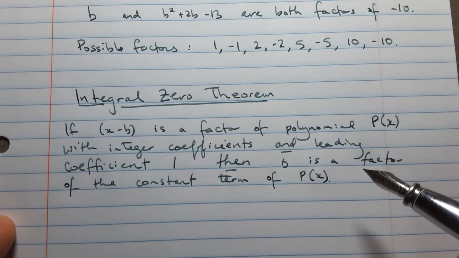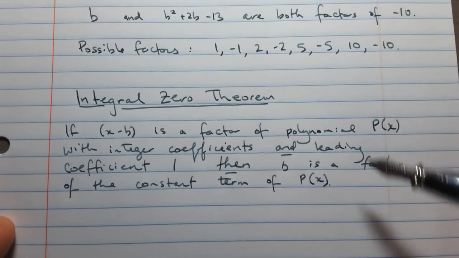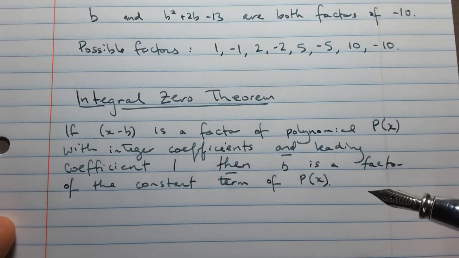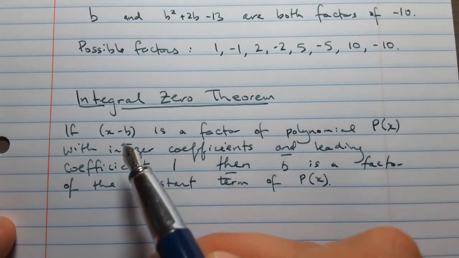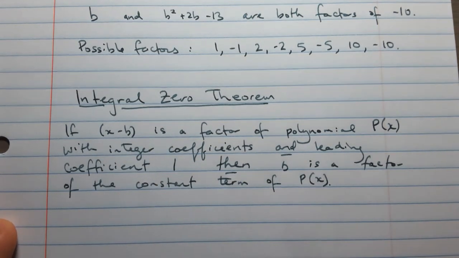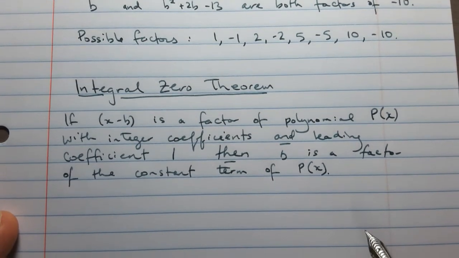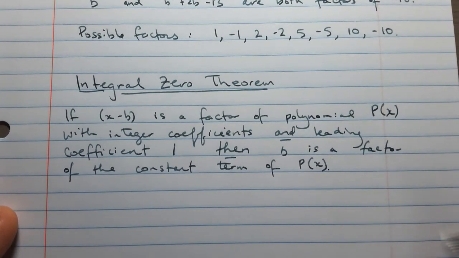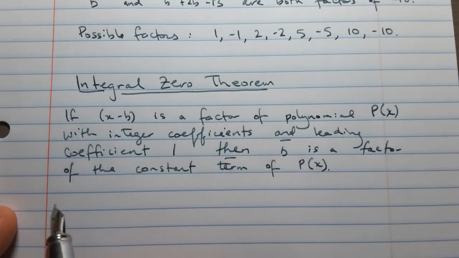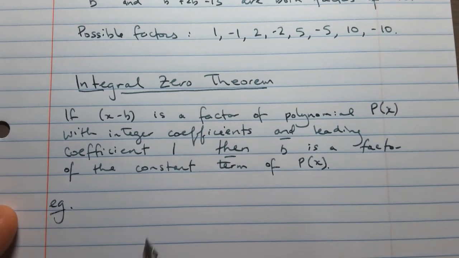So this is what we just talked about. This is what helps you to decide what kinds of factors are possible, what should I think about trying to divide by, or what should I think about trying to find as a factor using the remainder theorem and the factor theorem. So let's look at an example of how this actually works out again then.